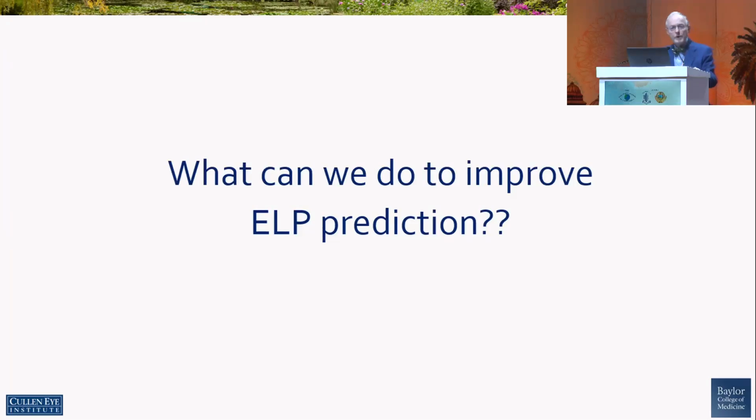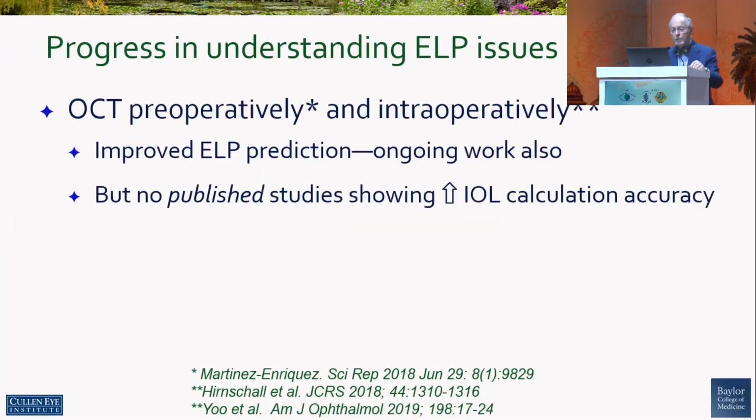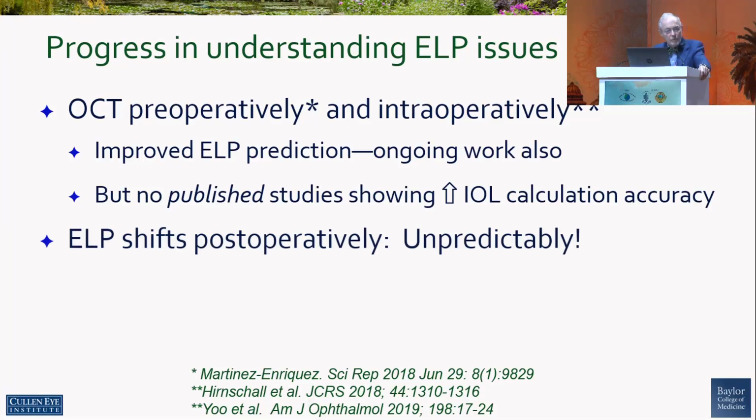So what do we do about predicting the ELP? Can we be more accurate? People have used OCT either preoperatively or intraoperatively to look at the lens equator and use that and some anatomical features of the lens capsule itself to improve the ELP prediction. Some of these studies have shown that the ELP prediction is a little bit better, but none of them have translated to more accurate IOL calculations. And the bad news is, the ELP shifts postoperatively, and I think it's unpredictable.